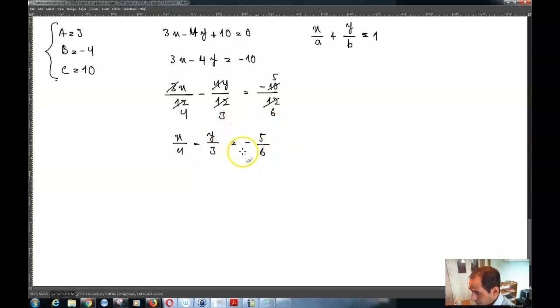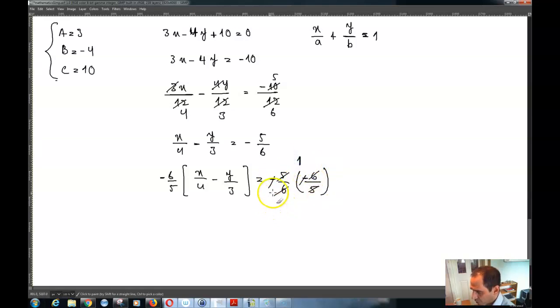So now you want to make this a 1. If you want to make this a positive 1, you have to multiply it by negative 6/5. So I write negative 6/5 over here, multiplied by this whole x divided by 4 minus y divided by 3, and then multiply the same thing on this side as well, negative 5/6 times negative 6/5. And you see these two will cancel out, and these two will cancel out, you'll get a 1 over here. And now I have to multiply.